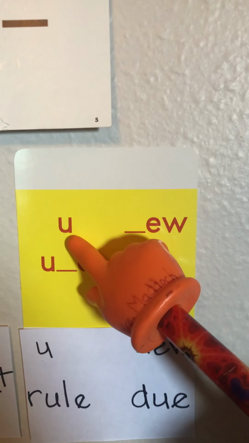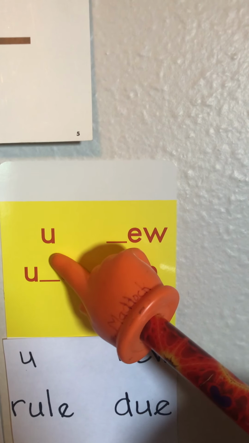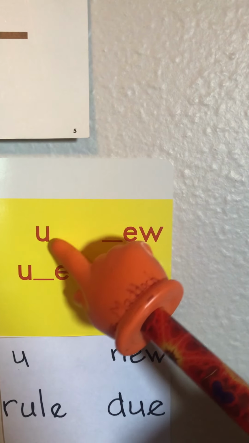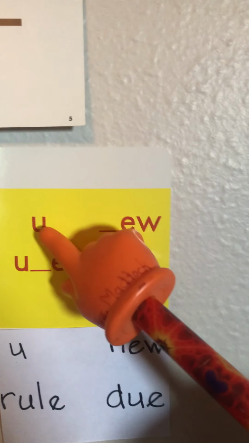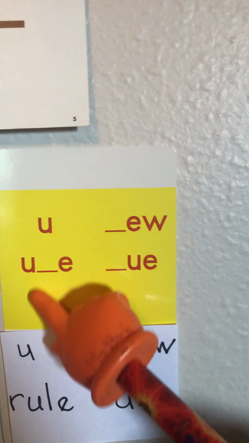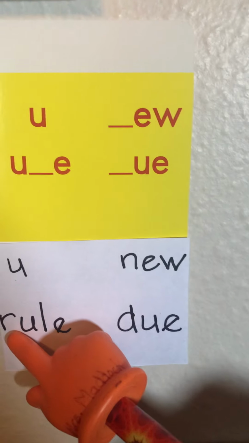Remember, long U can either make a U sound or an oo sound. So we can have just a plain U, or the silent E, U blank E, like in rule.